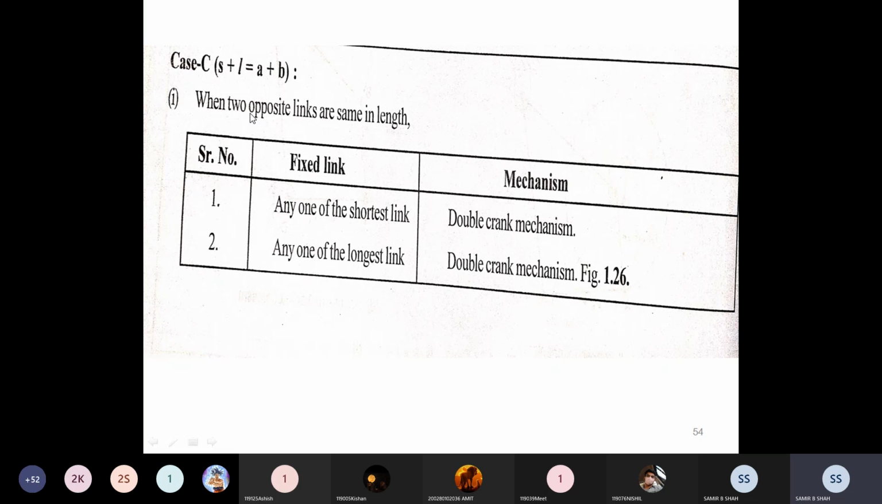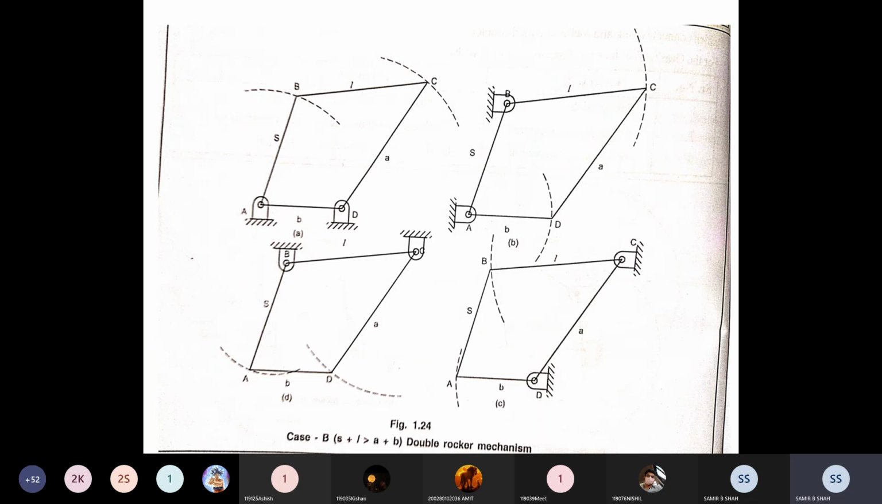In the first case, two opposite links are of the same length. If two opposite links are the same, I will give just one example. Suppose these are the two links. If both are the same length, then we get only a double crank mechanism. If these two are the same length, either these or these, then it is called a double crank mechanism.